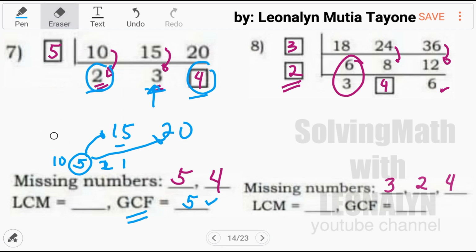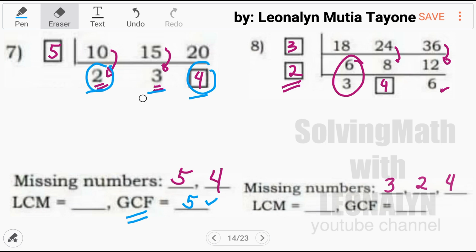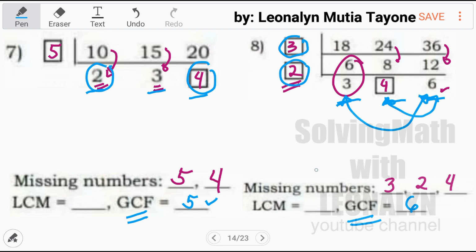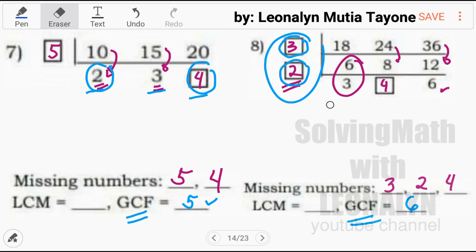Now, doon naman tayo sa number 8. Hanapin din natin, pagsabay na natin, yung greatest common factor din dito. Ito lang, 3 times 2, and that is 6. Kasi nga, sa tatlong natira, dalawa lang ang pwede nating i-list. Dapat sabay silang tatlo. So, ito lang yung i-multiply natin, 3 at saka 2. Now, doon na tayo sa least common multiple.